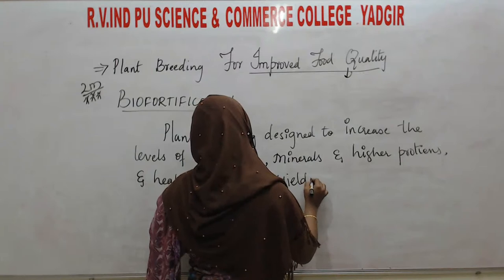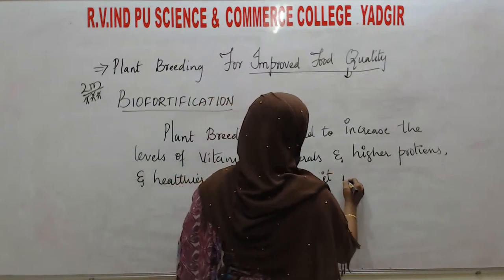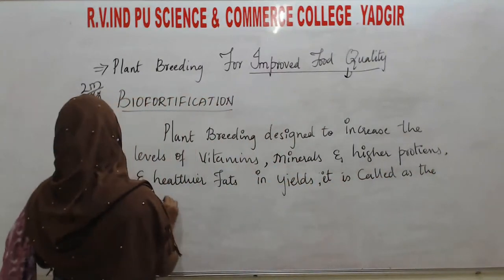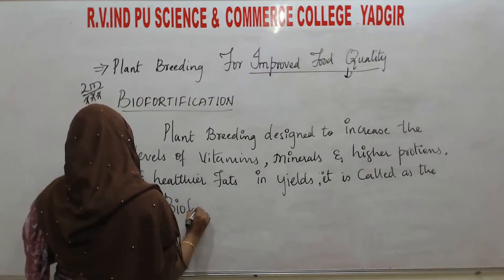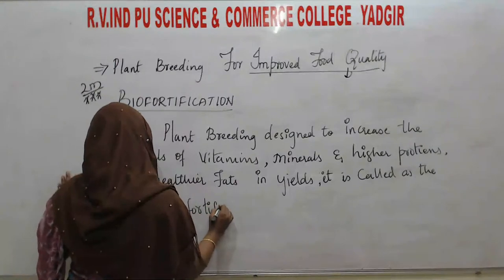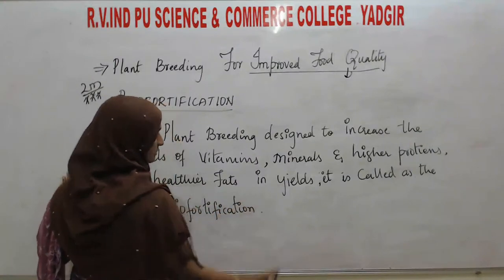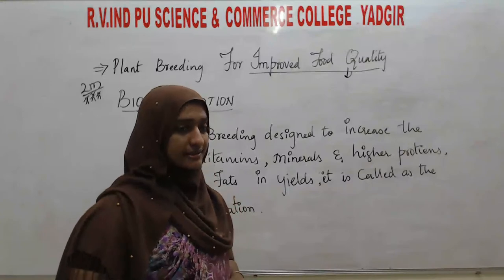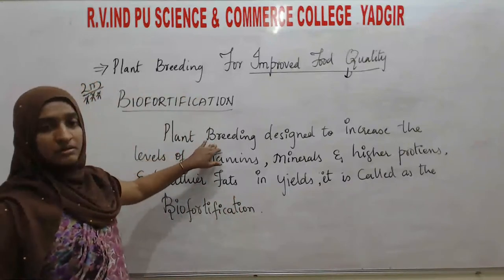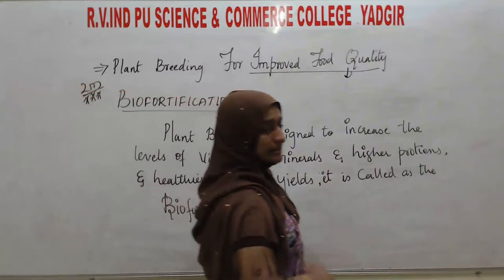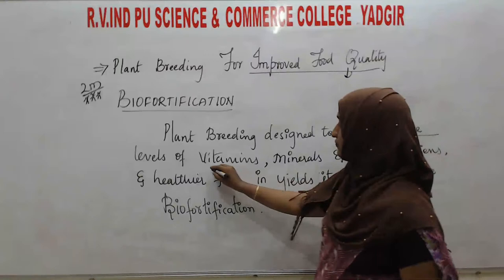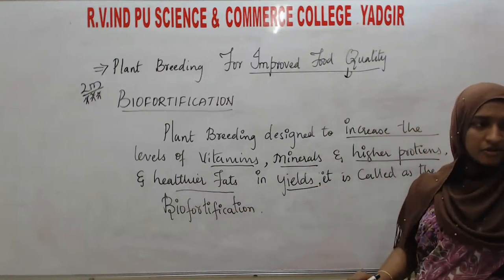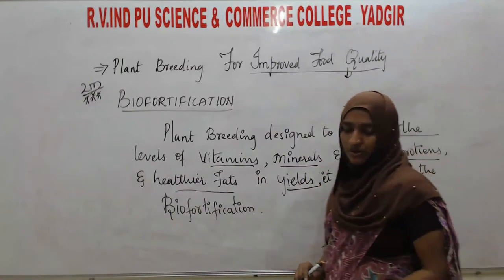In crop yields, it is called biofortification. What is it called? It is called biofortification. Here you see, biofortification means plant breeding designed to increase the levels of vitamins, minerals, higher proteins, healthier fats and yields in the crop yields, and it is part of biofortification.